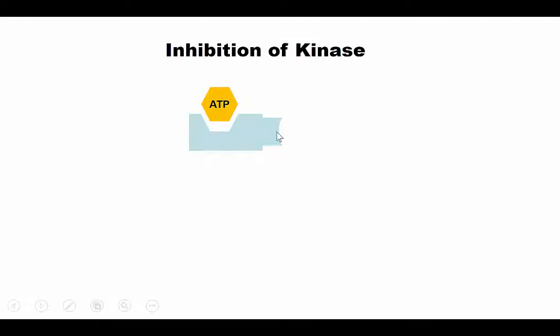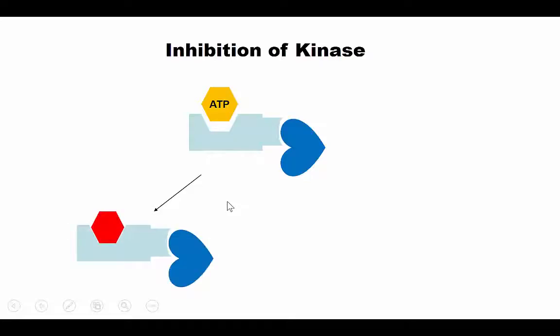One is this kinase has a partner and it is binding to another protein, and this complex is the active kinase. One approach here is to add an ATP binding site inhibitor. If you add this inhibitor, it replaces this ATP, and then this protein complex cannot do the catalytic functions.